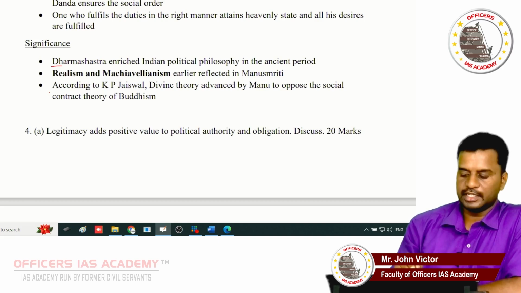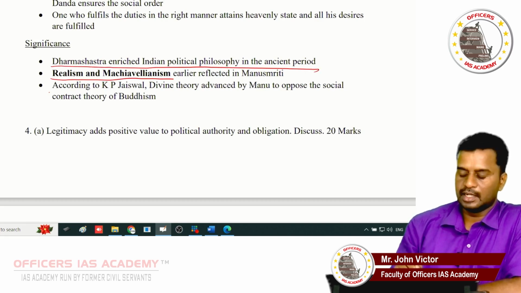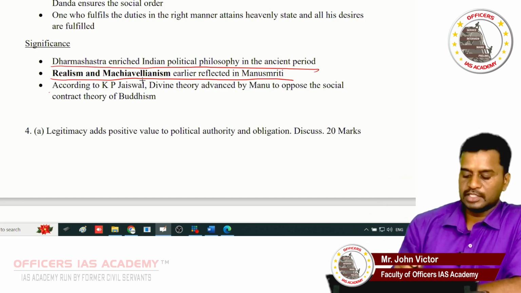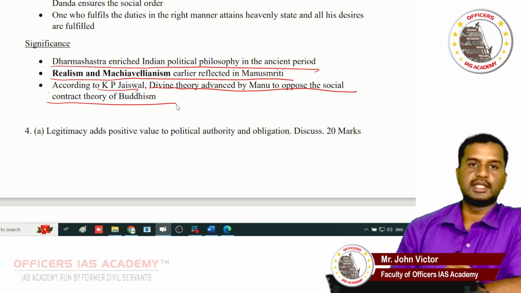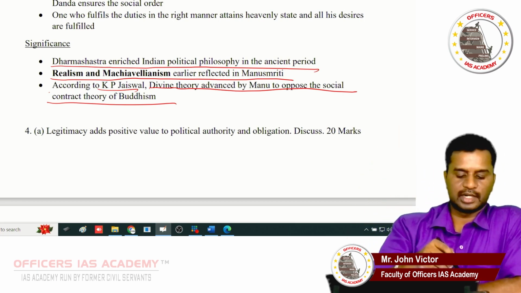Dharma Shastra enriched Indian political philosophy. Realism and Machiavellianism were earlier reflected in Manusmriti. Mention the view of historian and scholar Jaiswal. He says that the divine theory was advanced by Manu to oppose the social contract theory of Buddhism. Ensure that you are writing all these important points in your answer.